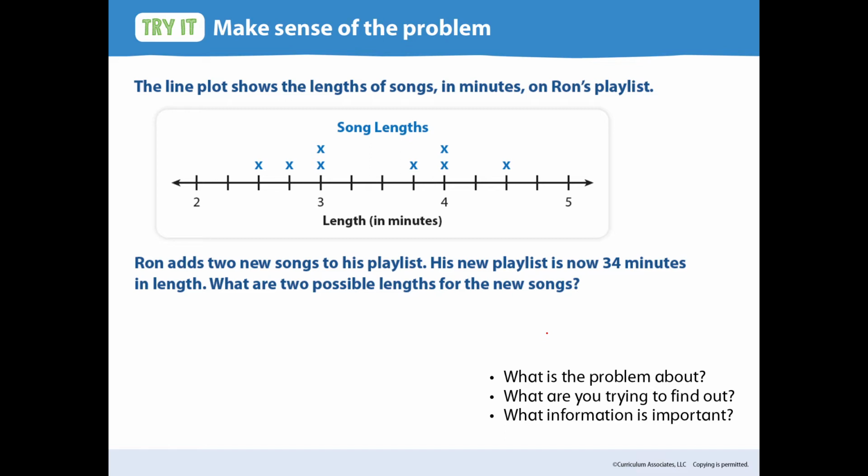What are 2 possible lengths for the new songs? So what I would like you to do is pause the video and find what the problem is about, information that you need to use, and what you're trying to figure out there. Make sure you're circling and underlining, and use that information to try to solve this problem using whichever strategy you find best. And when you press play again, we're going to go over it together.